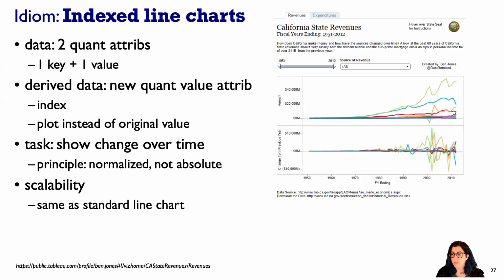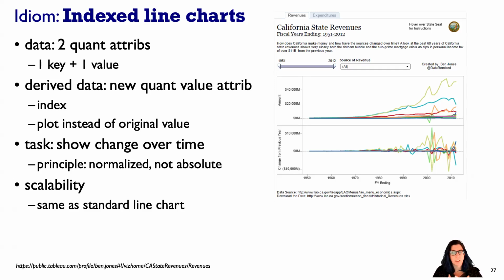So I mentioned an index line chart. What is that exactly? Well, it's a situation where we still have two quantitative attributes, keys and values, but we're going to make a new derived attribute where we have this idea of indexing against a particular, it could be against a time or a currency or something like that. So we're going to plot this indexed thing rather than the original value.